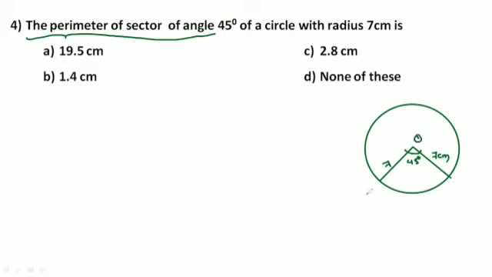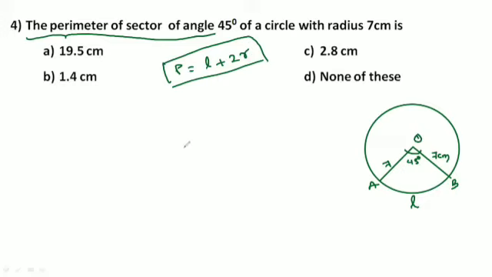Means, for example, OAB sector. To find the perimeter of this sector, children, we need to add 2 radii and the length of the arc here. So the perimeter of the sector is equal to length of the arc plus 2 into radius. So this is the formula to find the perimeter of a sector. You get my point?